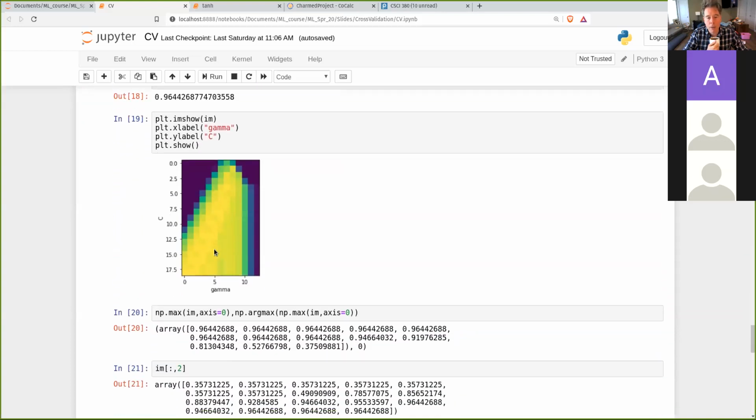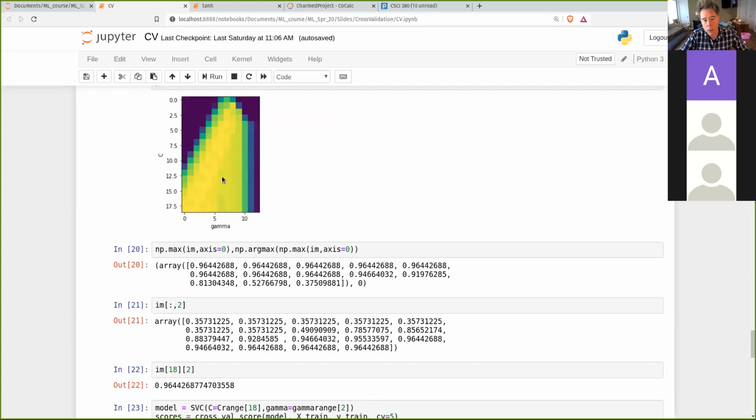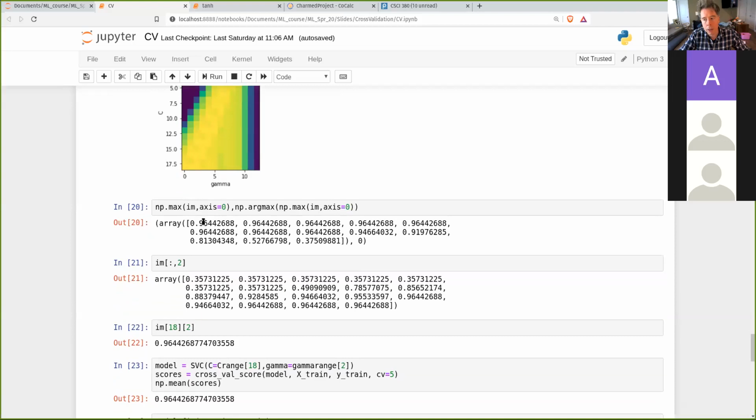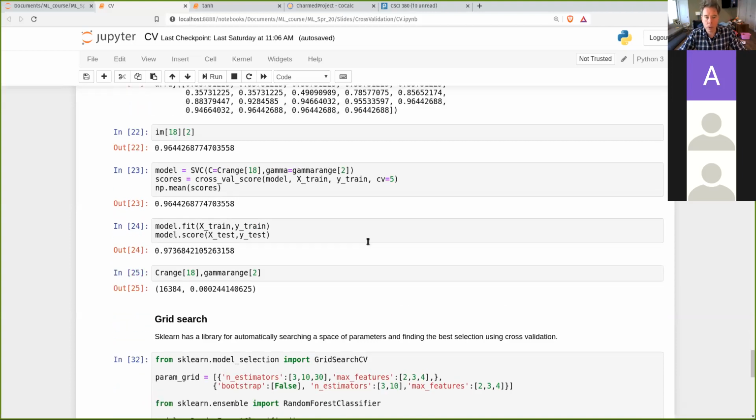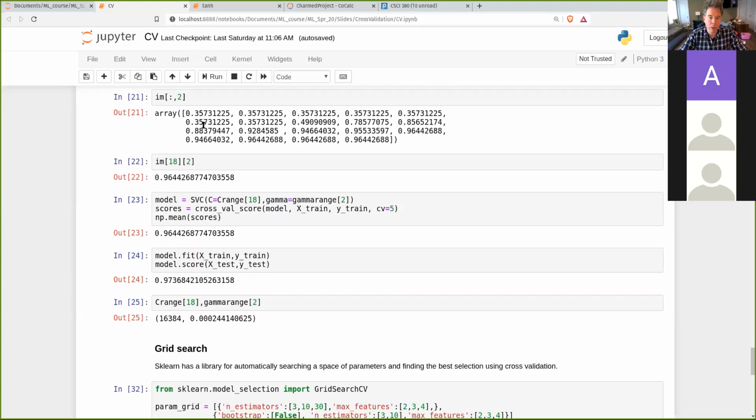And I made it even bigger so we could see more of that picture. And here you get sort of an idea of what the relationship is between gamma and C and the performance of the model. And it looks like there's kind of a ridge here going along this diagonal. And so a lot of parameters are equally good. So there's lots of ways to get 96% cross-validation score. That means that's the average classifier accuracy across the 5 folds. So that turns out to be the best one.